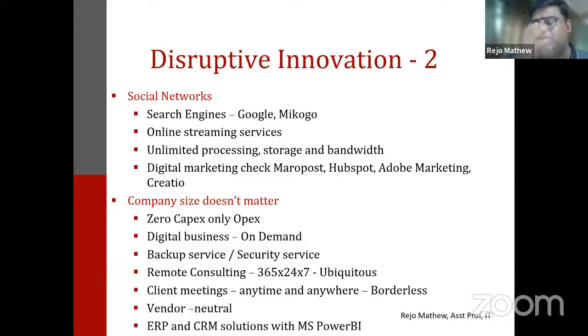Power BI is a very, very important tool, so that you can integrate it with your systems and get a lot of data analytics, which you can incorporate with your cloud services or with your systems anywhere. So these are a few of the very important examples of cloud technology as a disruptive innovation.